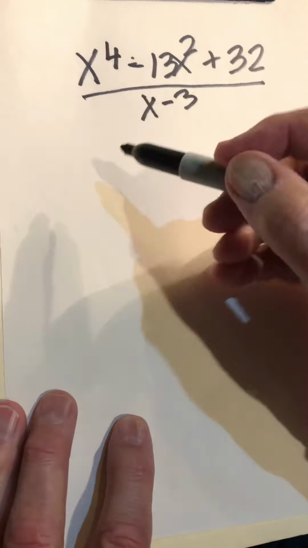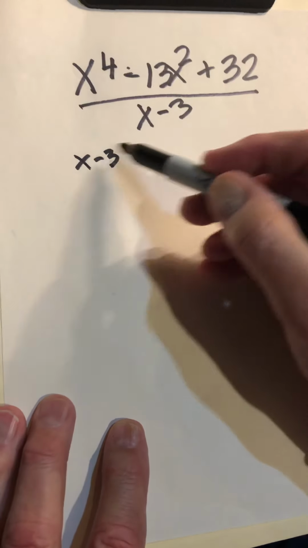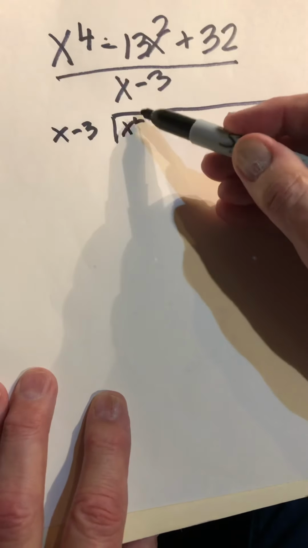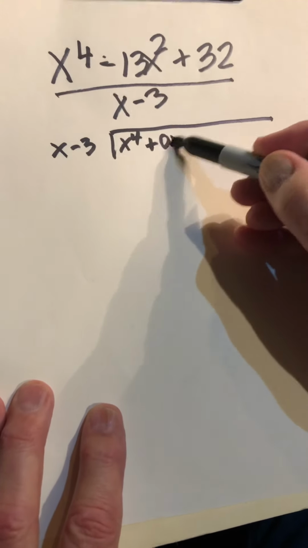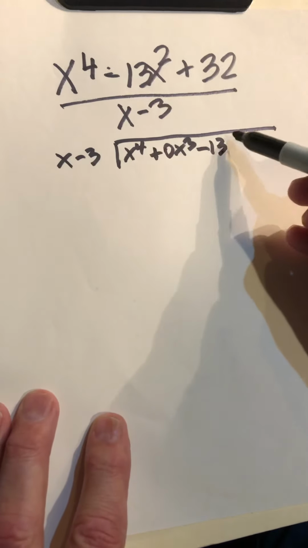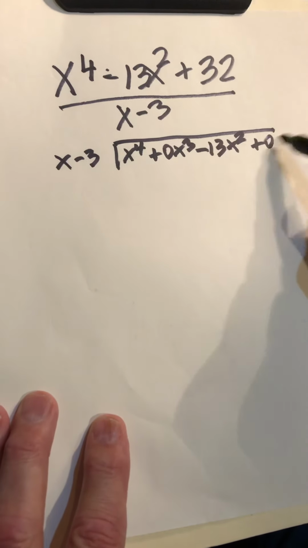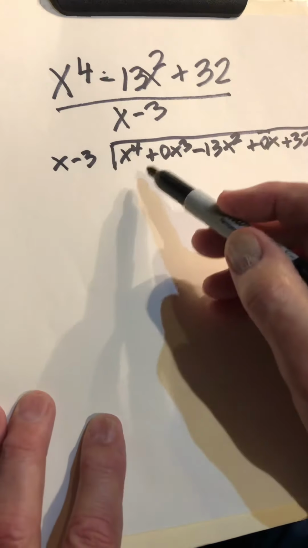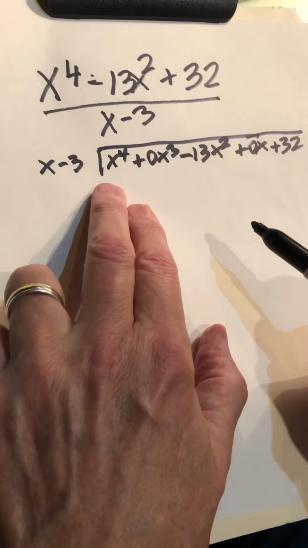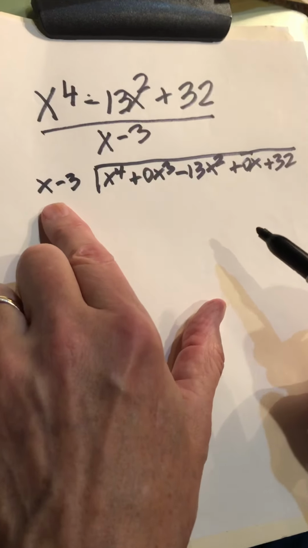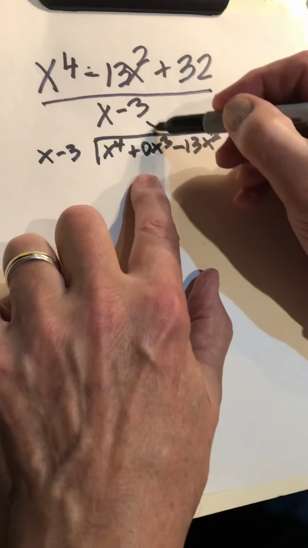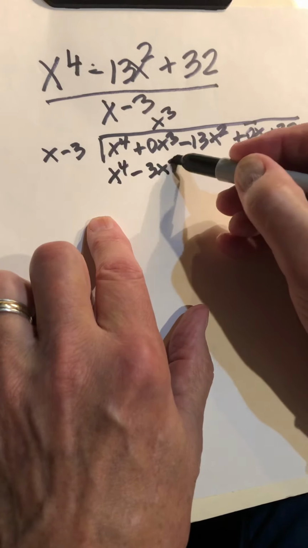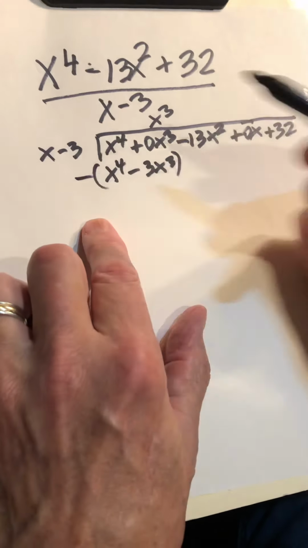For long division, I'll do this quickly. X minus 3 is going to be divided into the x to the fourth. No x cubed, so it's got to be 0x cubed, minus 13x squared, plus 0x, no x either, plus 32. Long problem. Okay, so let's do it. First term by first term, x to the fourth divided by x is x cubed. Multiply back, that's x to the fourth minus 3x cubed.